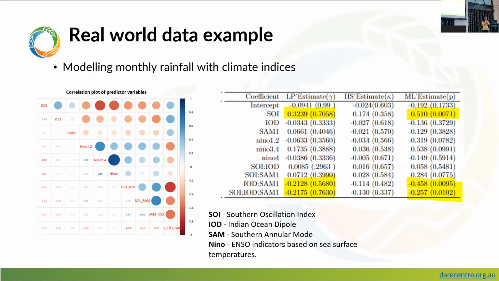If we set the gamma threshold to 0.5 to identify the important variables, we can see that SOI, the interaction between IOD and SAM, as well as the 3-way interaction, are the most important indicators in predicting rainfall in Sydney in the month of March. It is a good thing that the significance of the ML estimates also agrees with that. So that's just a toy example.